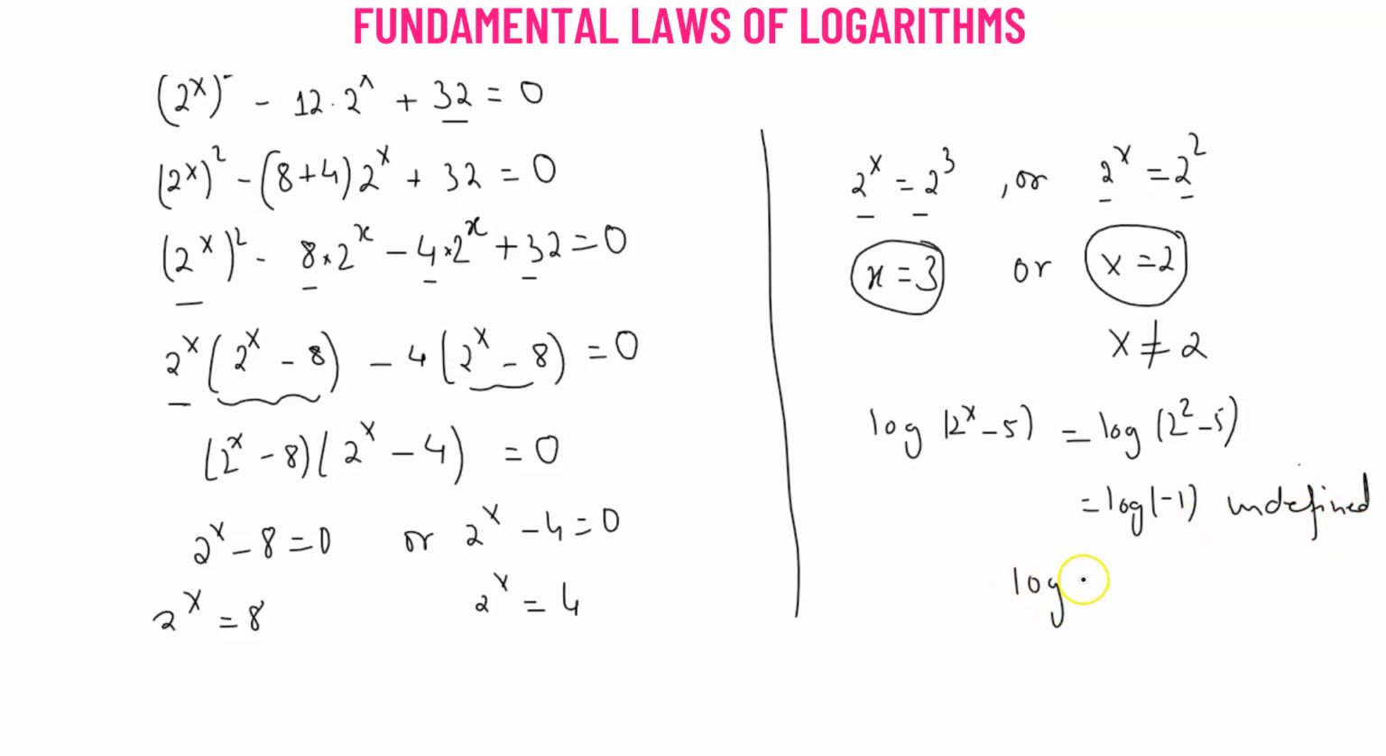Now log of x is defined for all values of x which are greater than 0 only. For any value of x which is equal to 0 or less than 0, the log of x will become undefined. So we cannot consider x to be equal to 2. So x equal to 3 is the only valid solution.